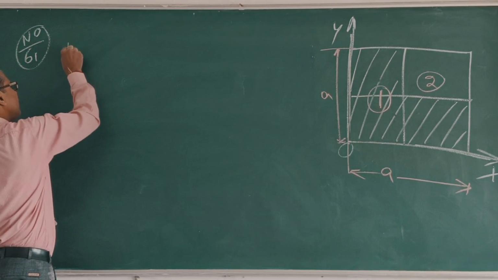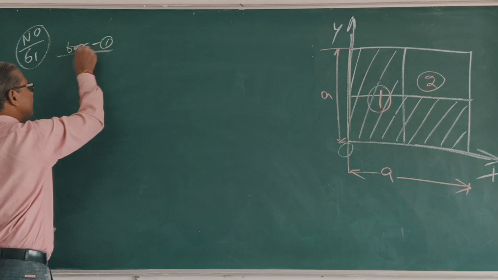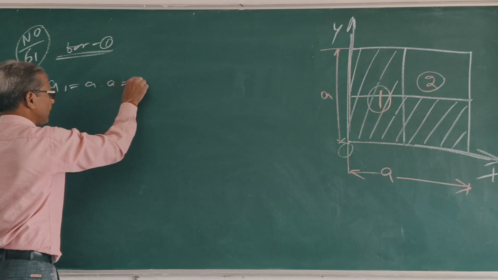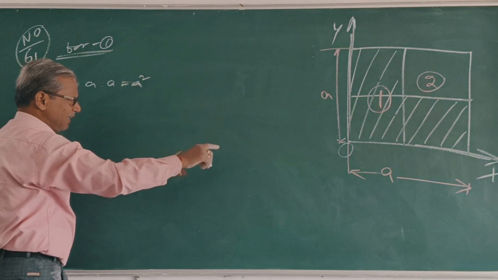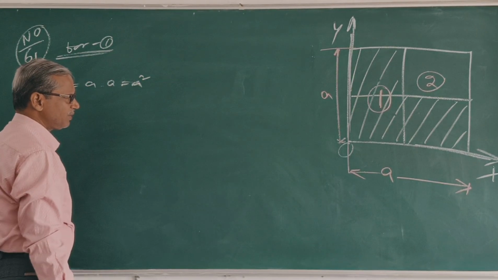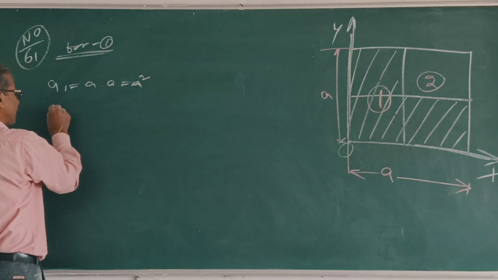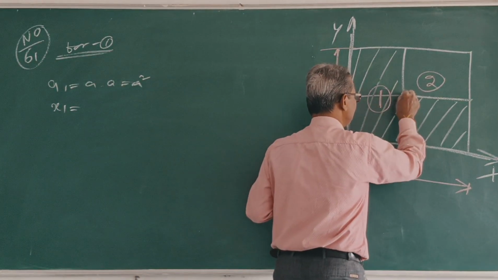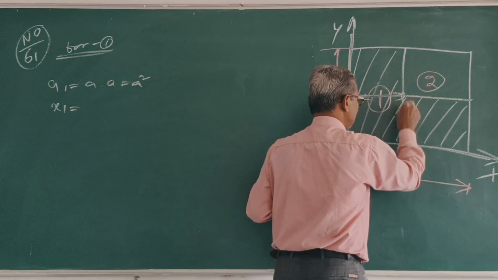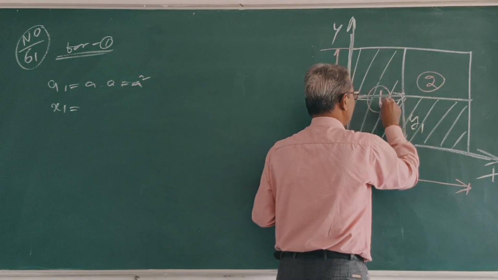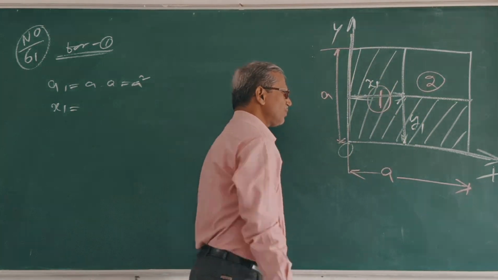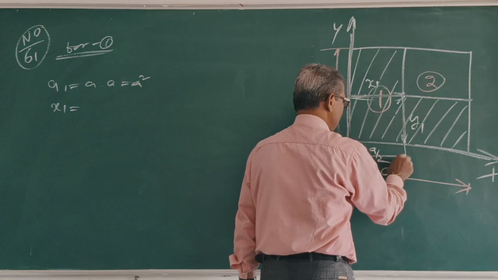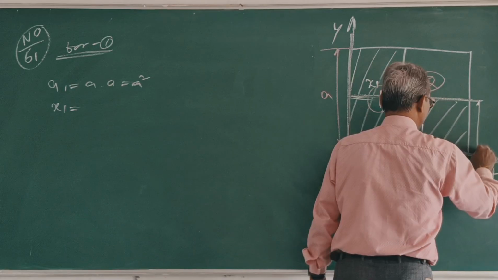For figure 1, what is A1? Area: A into A, so A square. Clear? Length is A. What is x1? This is G1, so this is x1, this is y1. What is x1? x1 is equal to a by 2. What is y1? y1 is equal to a by 2.